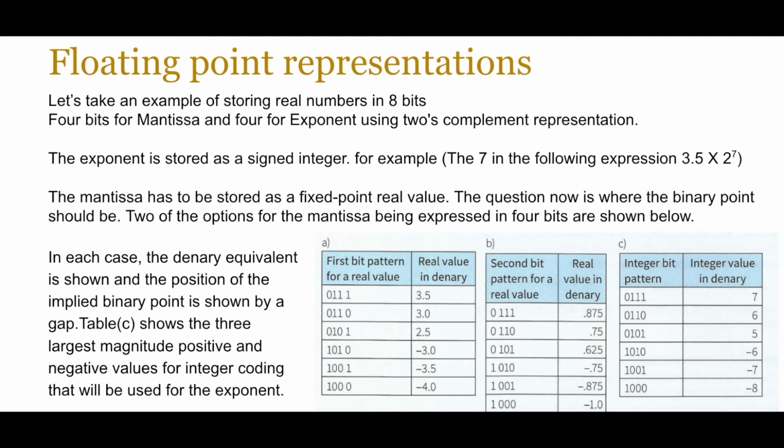So table A on the screen shows a first bit pattern for a real value and what the real value will be in denary. So you've got 0, 1, 1, 1. So 0 says that the sign is positive, 1, 1 equates to 3, and then the space denotes that the other one is a half because it's 1. So that's 3.5. If you have 0, 1, 1, 0, that's equivalent to 3 because 0, 1, 1 is still positive 3, and the 0 on the right hand side of the space denotes that it has no value for the fractional part, so it's 0.